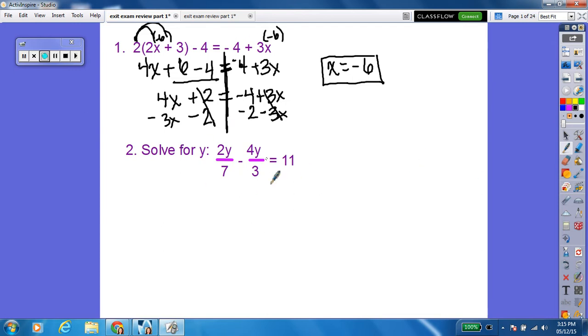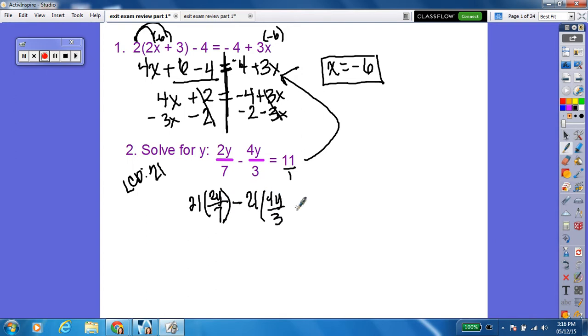Down here we have a couple of options for you, but what I like to do is clear the denominator so that we can make this problem look more like this problem. You start off by finding the least common denominator. First, let's make everything have a denominator. The least common denominator of those three numbers is 21. So we change all the numbers in the equation by multiplying everything by 21. We're going to do 21 times 2y over 7 minus 21 times 4y over 3 equals 21 times 11.